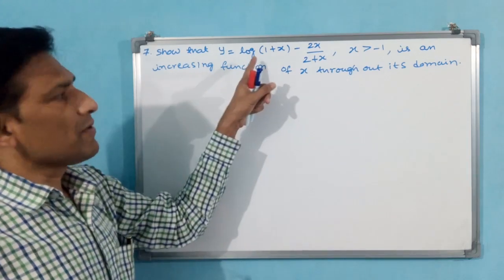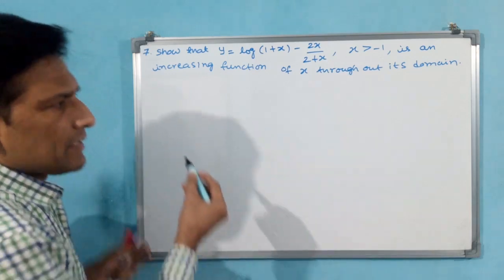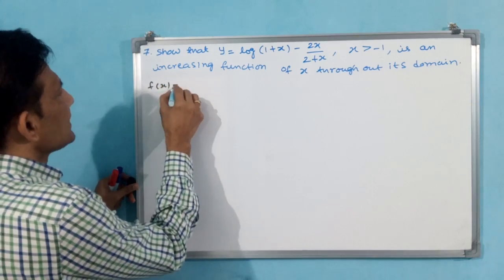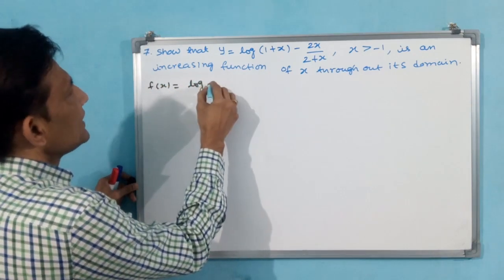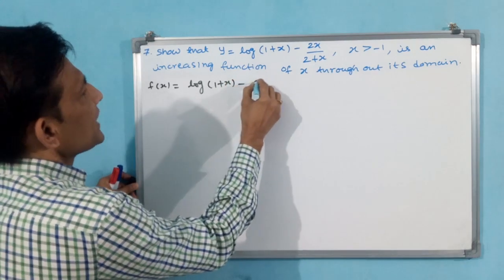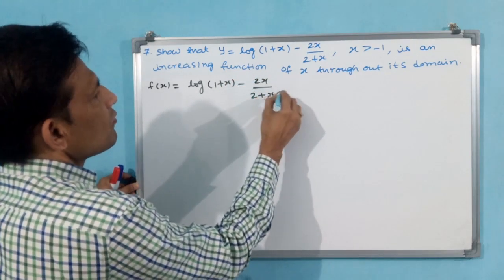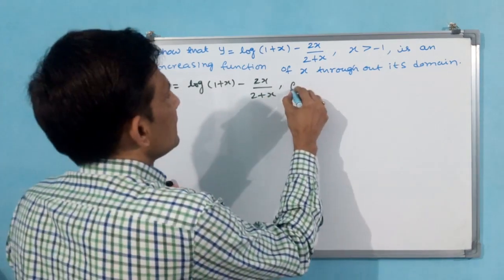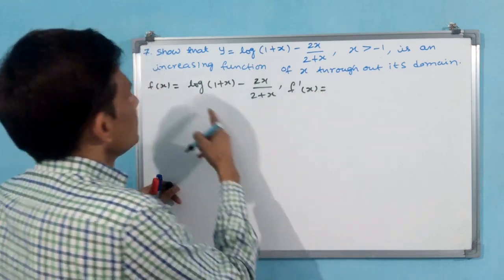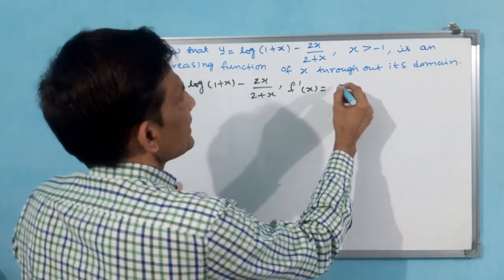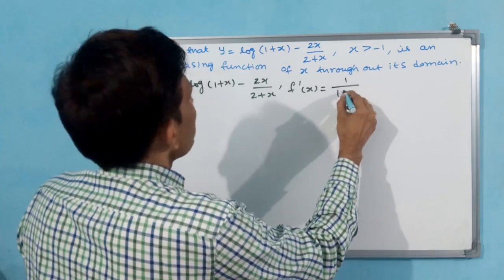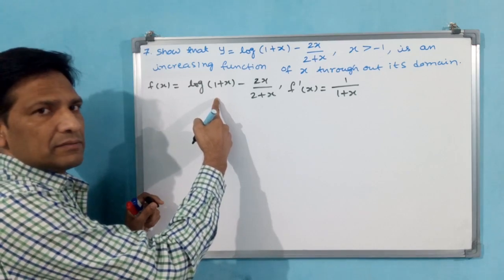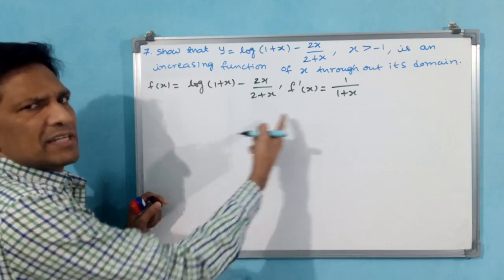Let us take this as f of x and do the derivation, f dash x. Okay, see how I am doing. Let f of x is equal to log 1 plus x minus 2x by 2 plus x. Okay, f dash x. f dash x is equal to, you see, d by dx of log, this you can do directly. 1 by 1 plus x into d by dx of 1 plus x, 0 plus 1 into 1 means the same. That is why I am not writing again.